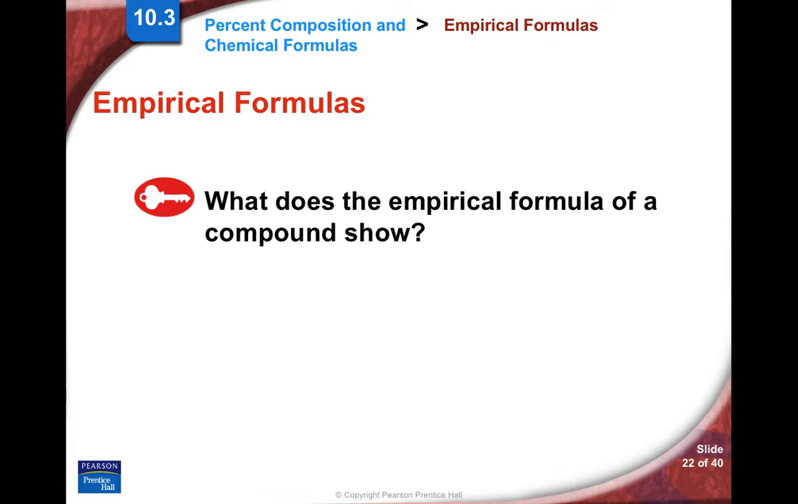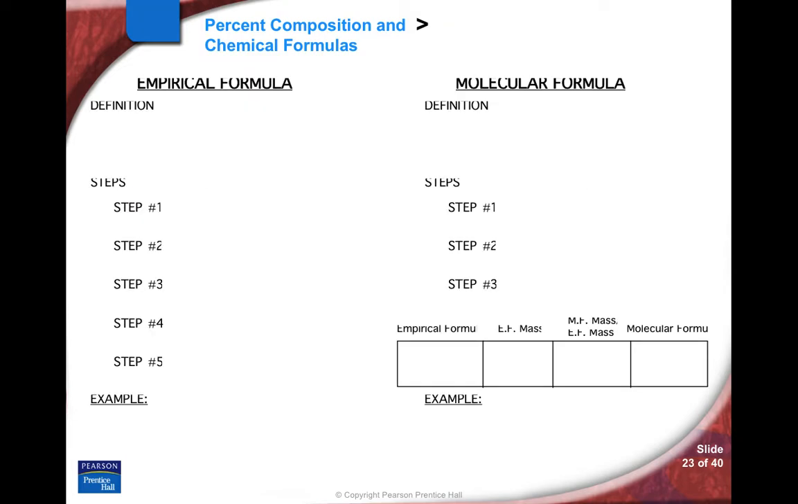So empirical formulas, what are they? What do they show? Attached to this assignment, there's a document that looks like this for you to take notes on. If you don't want to print that off, obviously you can just take the notes on your own binder paper. You need to have the definitions in your notes, and then the steps that I'm going to walk you through. There's examples in the book that I'm using.